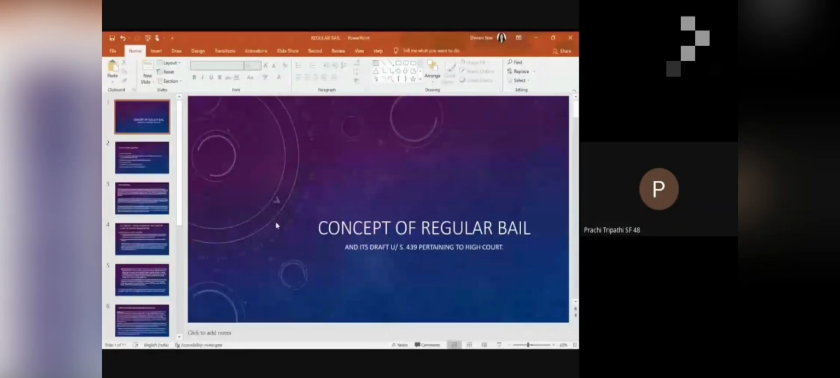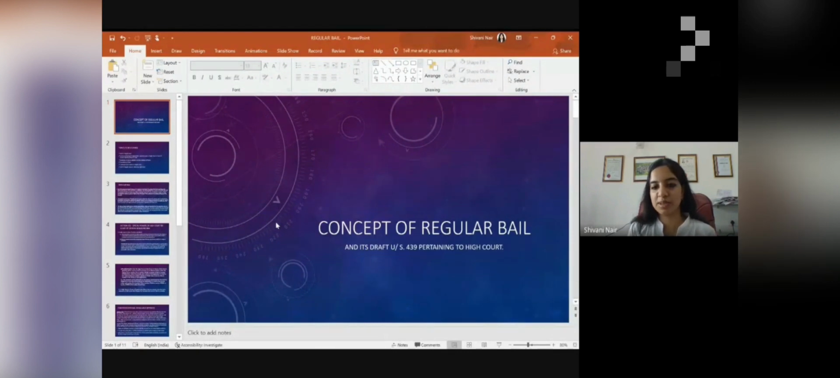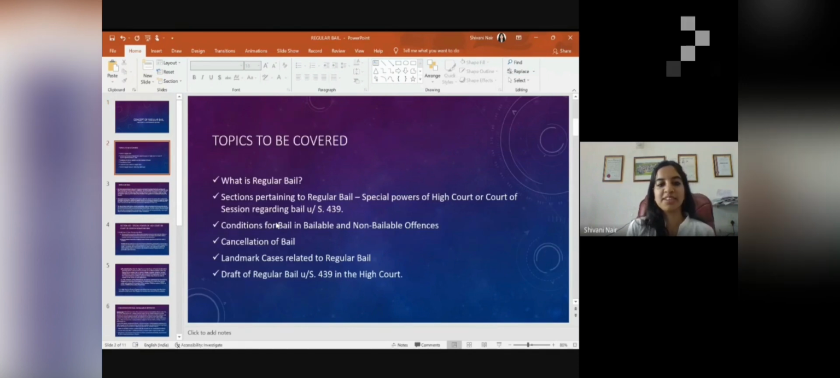Okay, so we're going to start with the concept of regular bail and its draft under section 439. So, what are the topics that we'll be covering? First is what is regular bail, then sections pertaining to regular bail, that is special power of High Court or Court of Session regarding bail under section 439. 439 is what I'm going to be covering today because I'll be sharing the draft of this also with you. Then conditions for bail in bailable and non-bailable offences, cancellation of bail, cases related to regular bail, two landmark cases related to regular bail, and then a draft of regular bail under section 439 pertaining to High Court.